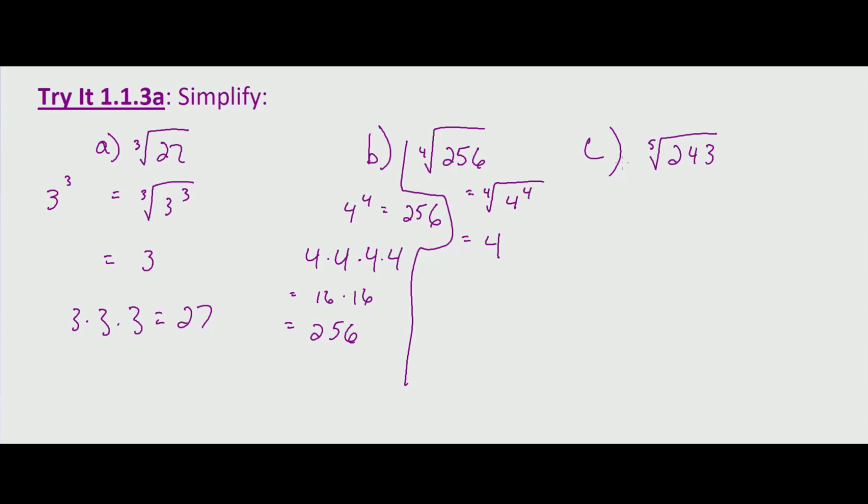Now with part C and fifth roots, we're getting into an area that we're really not going to recognize right off the bat, fifth roots. So we want to look at factorization. We want to look at what factors. If we don't recognize what value to the fifth power is 243 right off the bat, what factors can we divide by to see what are all of the factors of 243?